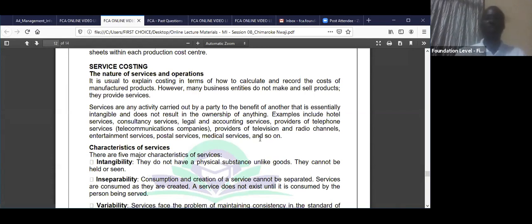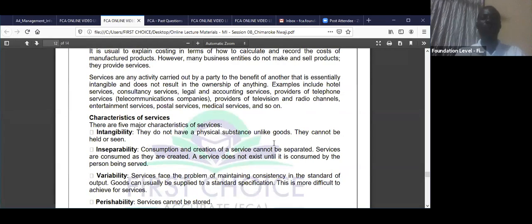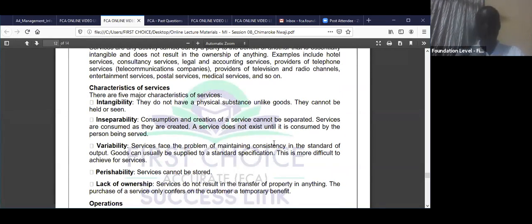educational services. Now, there are some characteristics of services that we want to find out. The first one is intangibility.